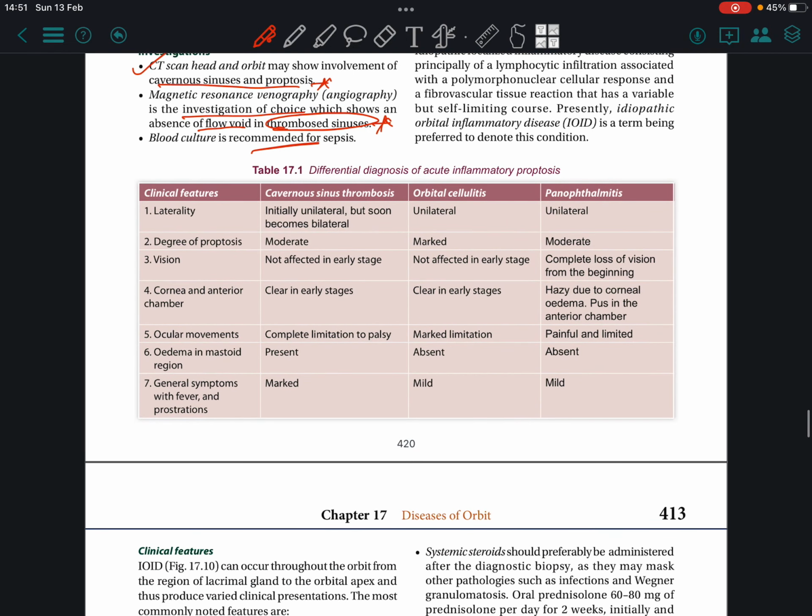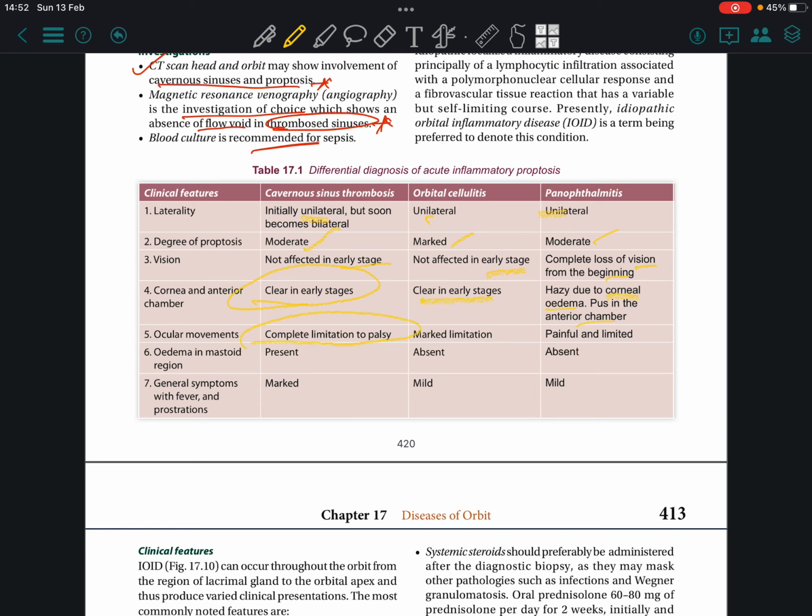Then the differential diagnosis of cavernous sinus thrombosis, orbital cellulitis and panophthalmitis. All three are unilateral. Proptosis is moderate in cavernous sinus thrombosis, marked in orbital cellulitis and panophthalmitis. Vision is not affected in the early stage in cavernous sinus thrombosis, but there is complete loss of vision from the beginning in panophthalmitis. Cornea and anterior chamber are clear in the early stage, versus hazy due to corneal edema and pus in the anterior chamber.